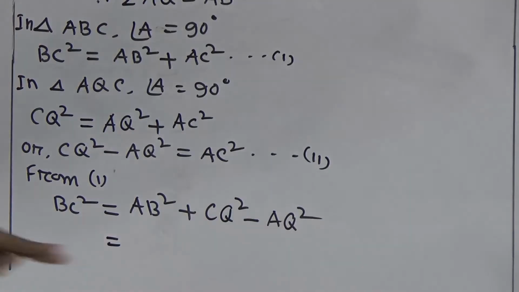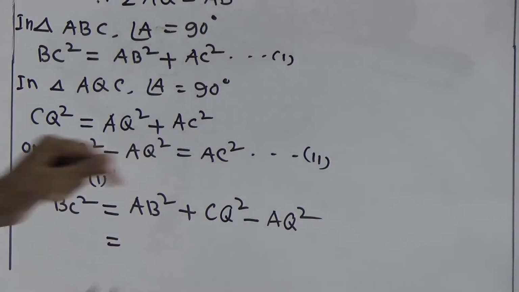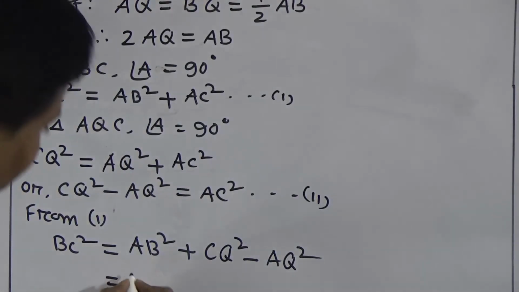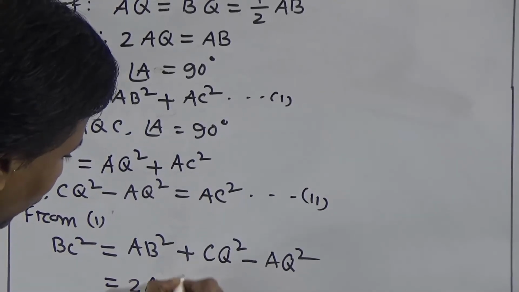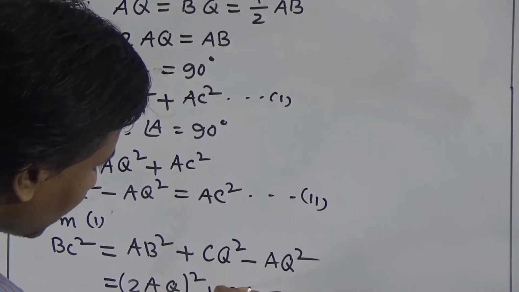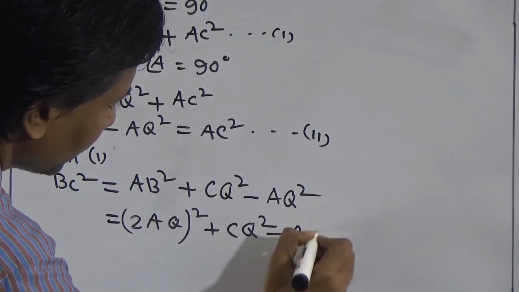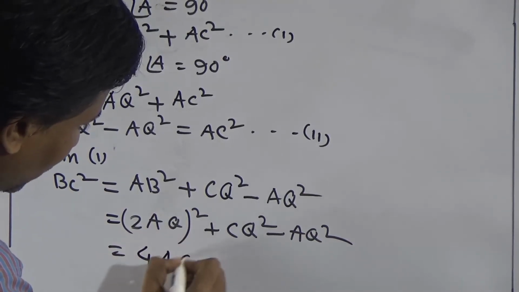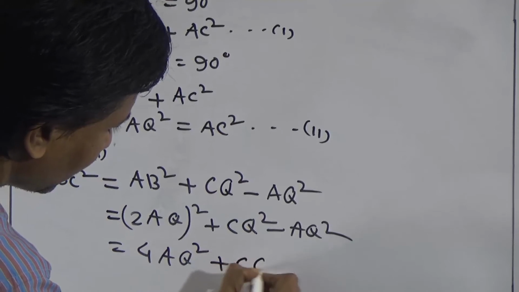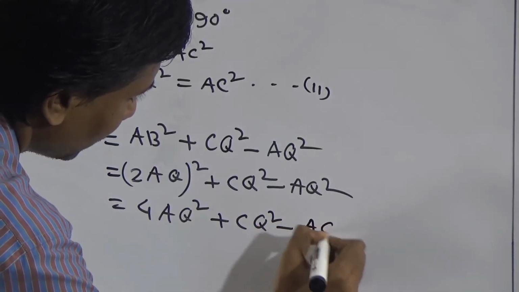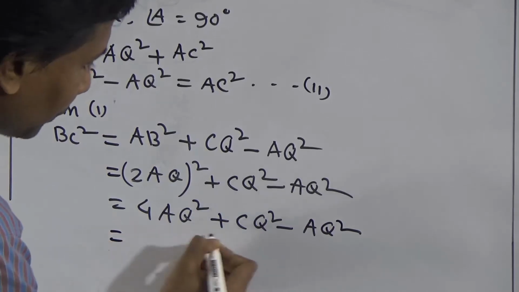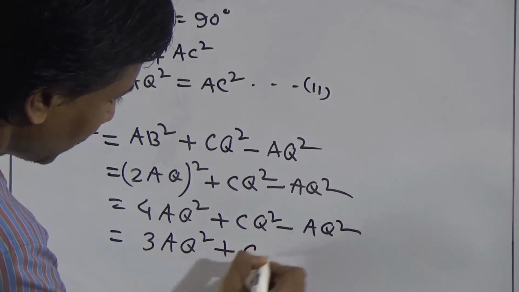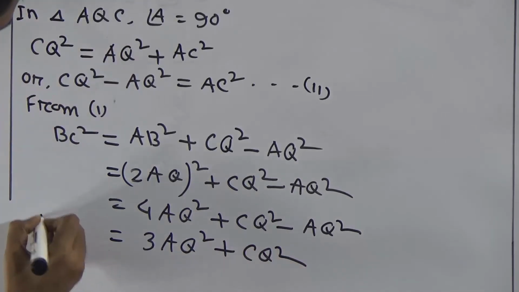Now you see, AB equal to 2AQ. So we have 2AQ plus CQ square minus AQ square. 2 square means 4 AQ square, minus AQ square. This is equal to 3 AQ square plus CQ square.